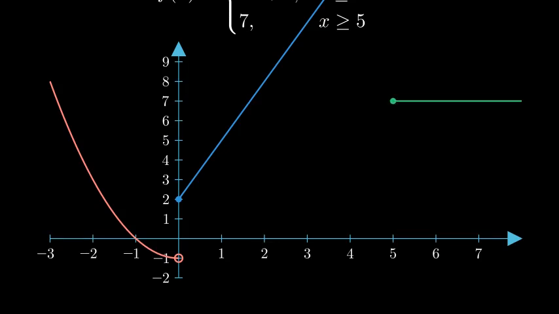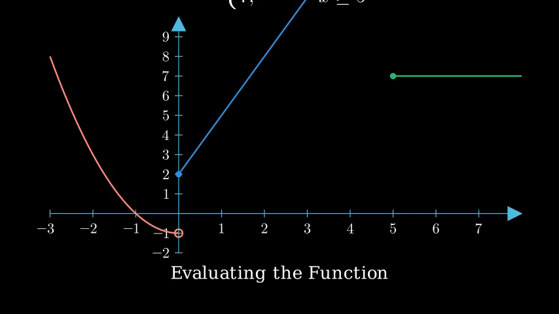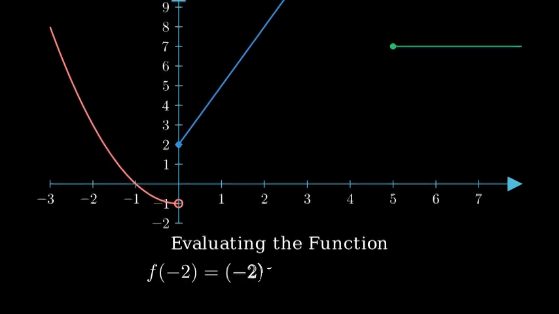To evaluate a piecewise function at a specific point, we first determine which piece contains that point. For example, to find f of negative 2, we use the first piece since negative 2 is less than 0. So, f of negative 2 equals negative 2 squared minus 1, which equals 4 minus 1, which equals 3.